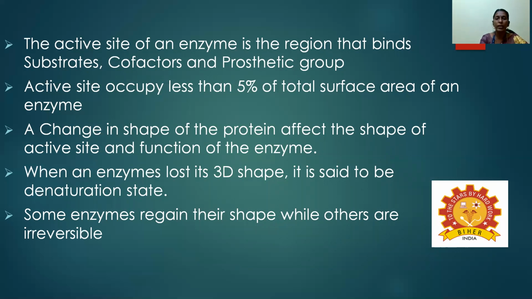The next point is how it can be regained. On heating, or increasing the temperature, it goes into the denatured state. At the same time, some enzymes can regain their shape, while others are irreversible. If the enzyme's activity is irreversible, it is not possible, but in most cases they can regain the shape only if the enzyme is reversible. The reversible ones can regain the shape.